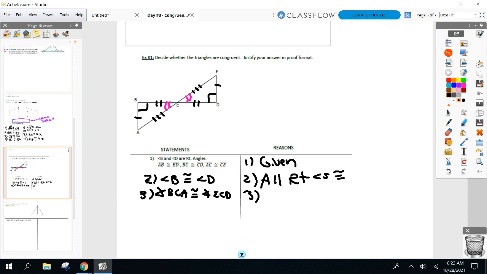Lisa? What reason am I going to write? I'm not going to write just vertical angles. I'm not going to write definition of vertical angles. I'm going to write vertical angles are congruent. That's the theorem I gave you.